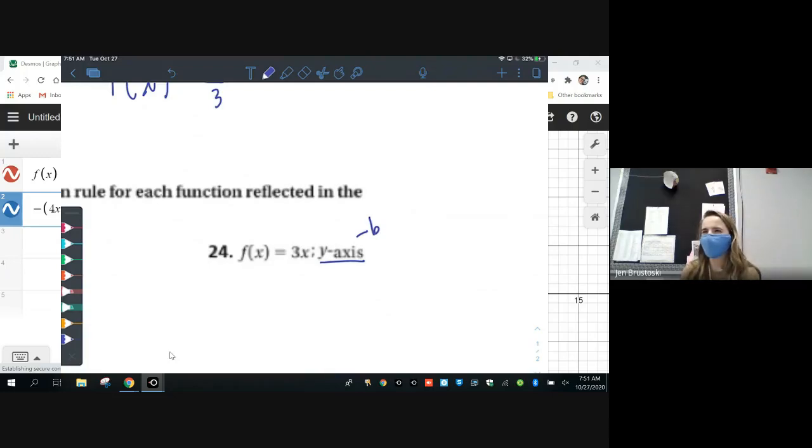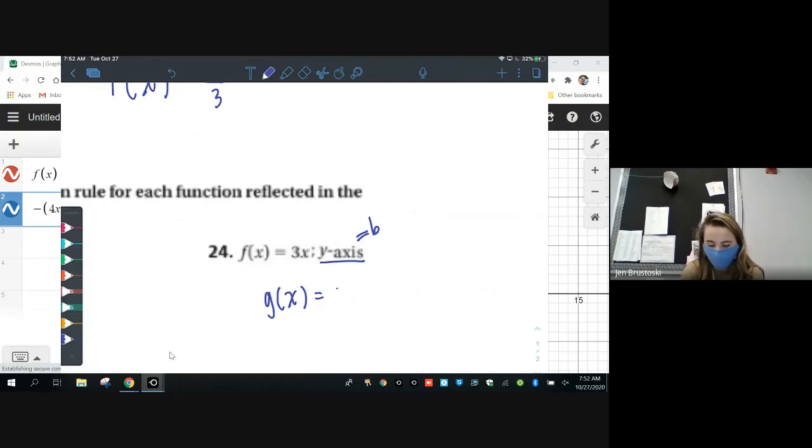And what's happening to B? What is B equal to, if there's a reflection? Negative, yeah. So all that we're going to do is we're going to say f of x. Actually, let's call this g of x since it's a new function. This is where it gets a little funny. We have to make our own parentheses.